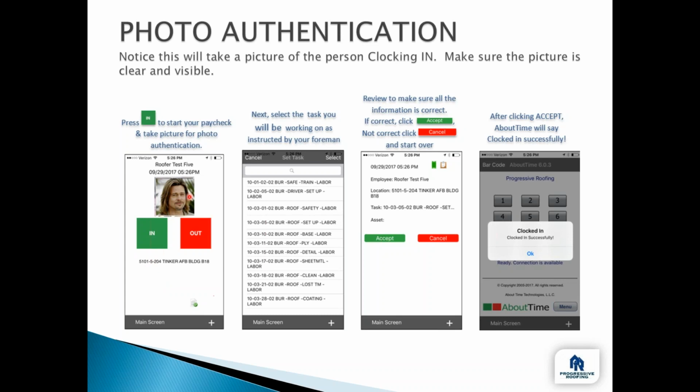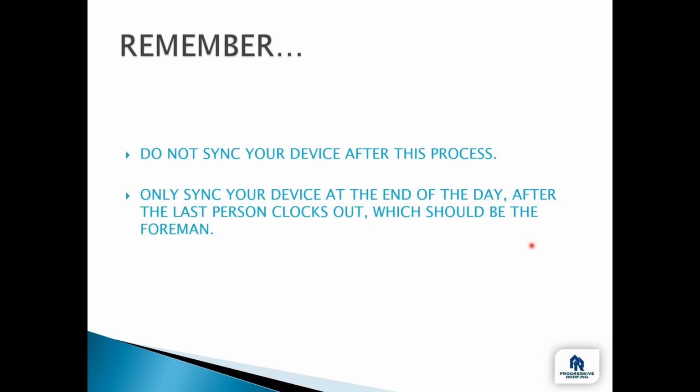Once they get that and their picture looks good, they press in, and then they will select the task that they will be working on as you had told them. Show them that once they tap the task code to check, is this the right job? Is this the right task? And as with you, if it's not right, they can press cancel and start over again. If it's correct, boom, they press accept, and About Time will tell them that they've successfully clocked in. Again, make sure they do not sync the device or you'll lose the time records.